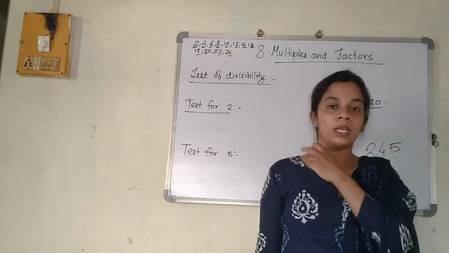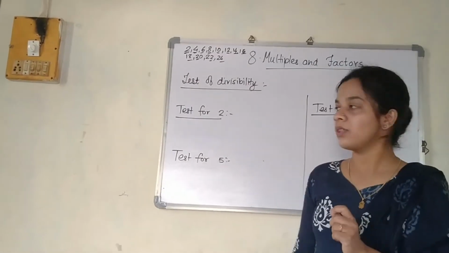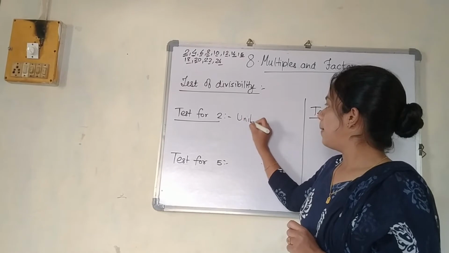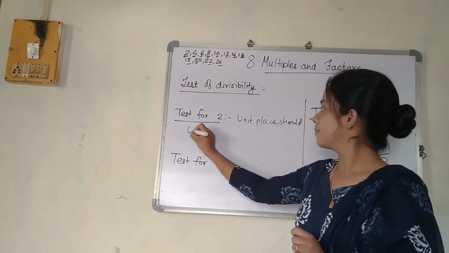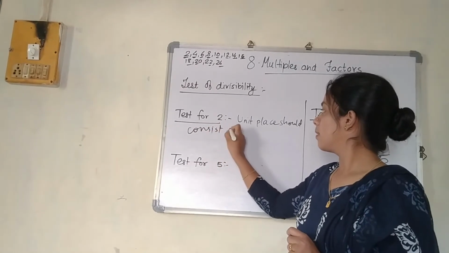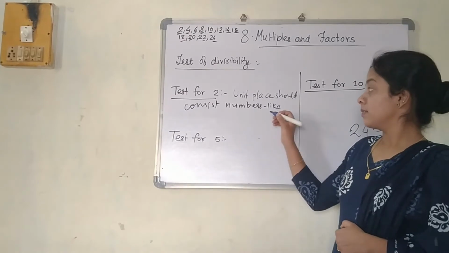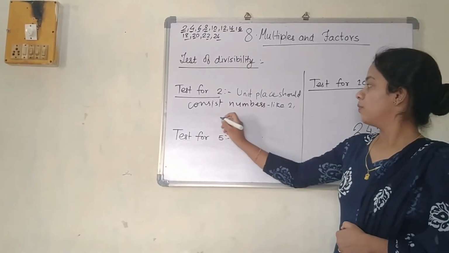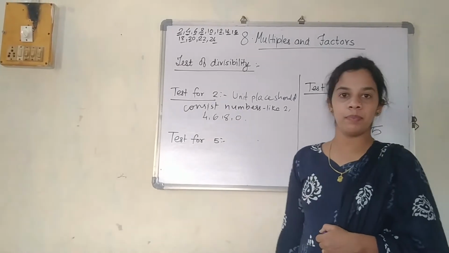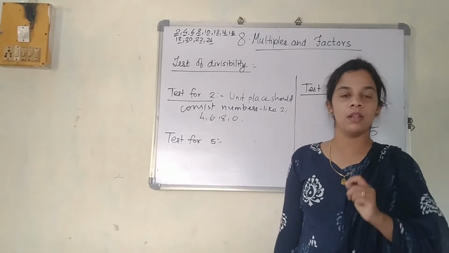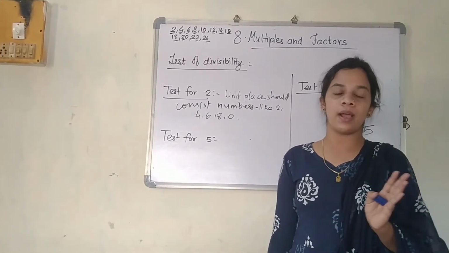So if you want to see whether a particular number is divisible by 2 or not, what are you going to search? The unit place should consist of numbers like 2, 4, 6, 8, 0 at the unit place. Then those numbers are divisible. Those numbers are factors of 2. Or you can say 2 is a factor of that number.